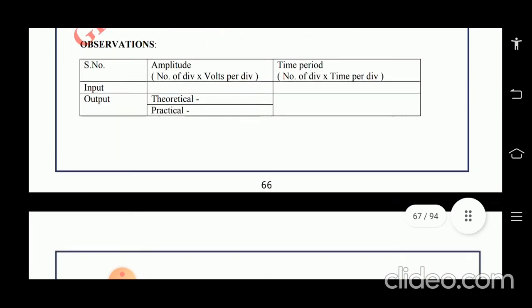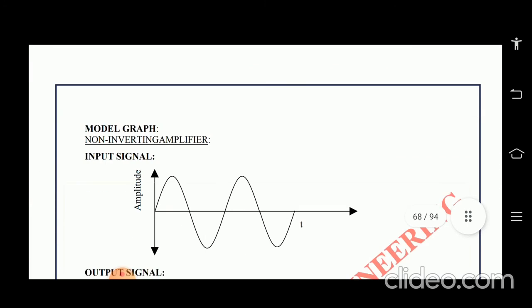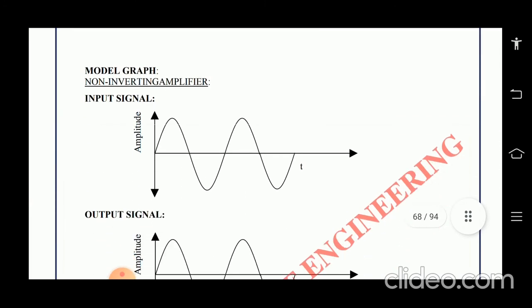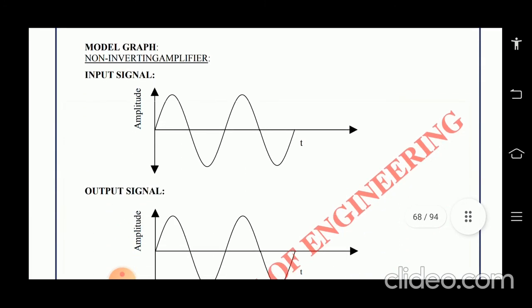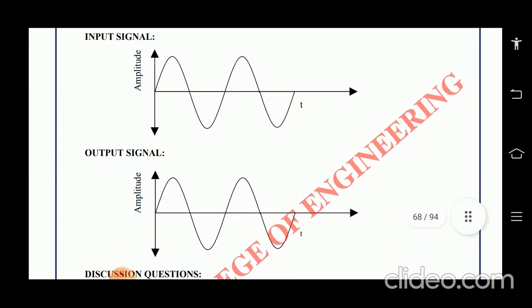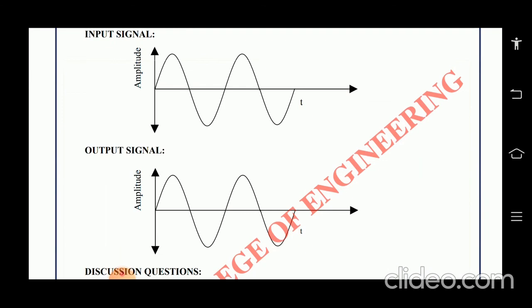So what are the input and output? The input signal is sinusoidal here, and it is given like this. We are getting the input like this, and similarly we get the output like this as per the input. So both are the same, since the non-inverting amplifier will give an in-phase signal for both input and output. So this is what we need to do with this experiment.